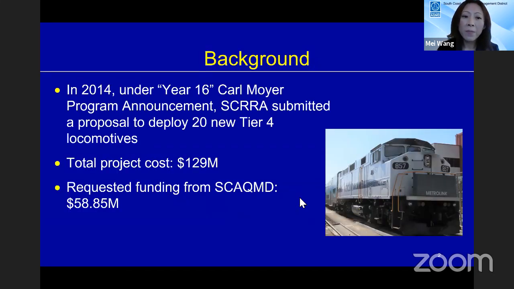So just provide you a little background. This is kind of like a phase 2 of the projects. In 2012, Metrolink made another proposal for the replacement of 20 uncontrolled locomotives for Tier 4 for $52 million. And that project has since completed. And in 2014, Metrolink submitted another proposal under our CalMoya program to replace and purchase 20 new Tier 4 locomotives for a total project cost of $129 million. And Metrolink requested CalMoya program fund to cost share $58.85 million.